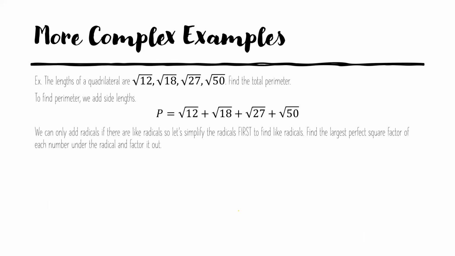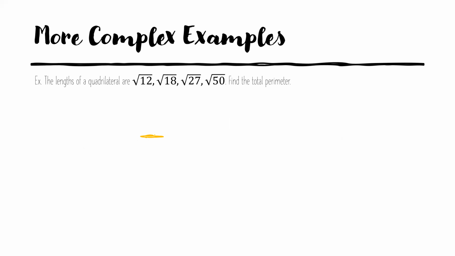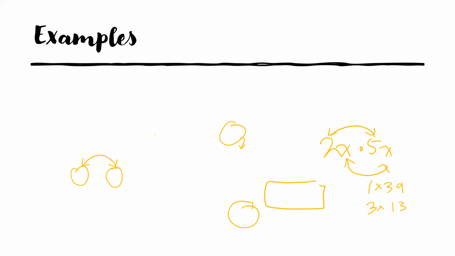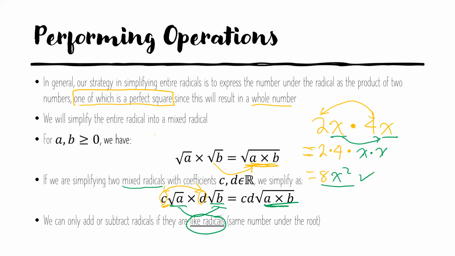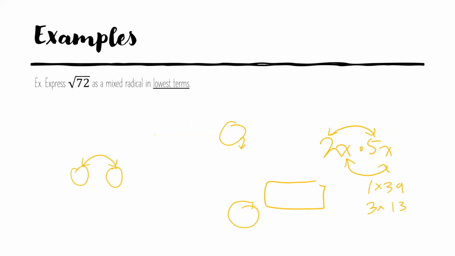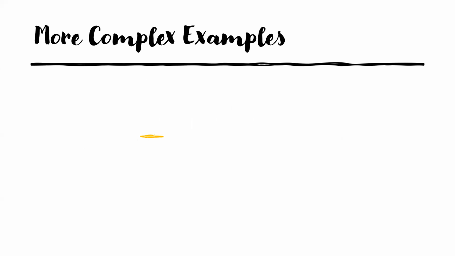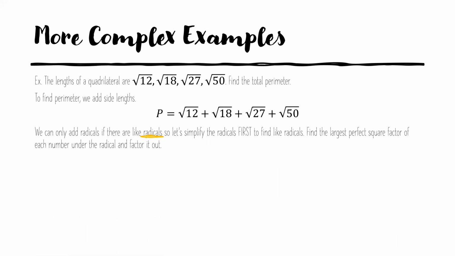If you want to add them, you'll notice that you can't actually add them unless they are like radicals. The only time you can add them is if you can switch them into mixed radicals and they end up having the same number under the root. So only if they're like radicals, right? We talked about that. It's when they have the same number under the root. So what we want to do is decompose these radicals and see if any of them have the same number under the root.